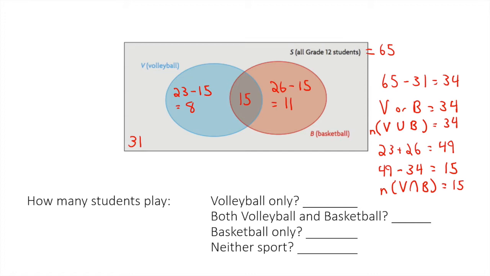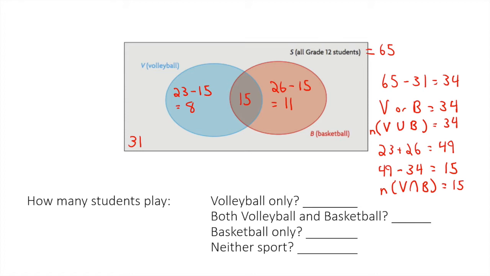They don't play volleyball and basketball. They play just basketball. Now, something cool happens here. If you take a look and we add up all our values, if we take 31 plus 8 plus 15 plus 11, we have now added up all the numbers in those respective areas for this entire rectangle. You should have gotten 65, which is the universal set.